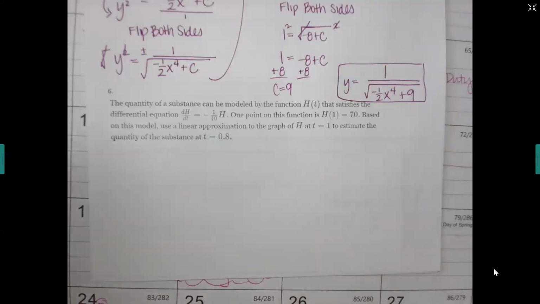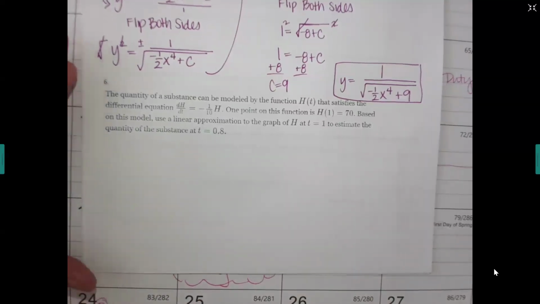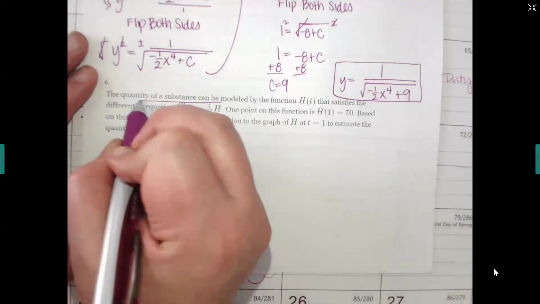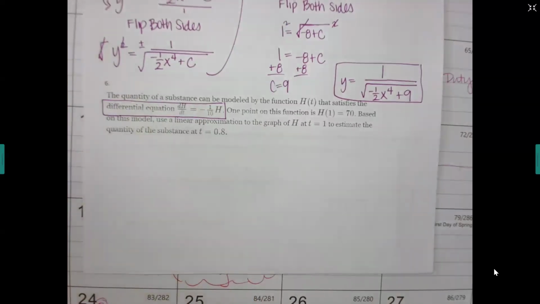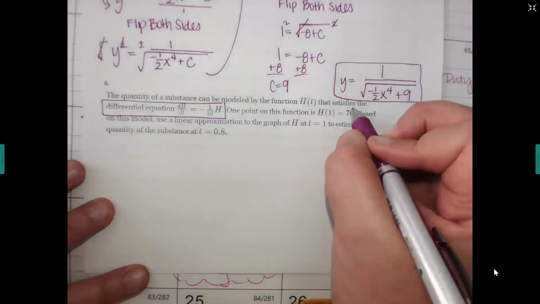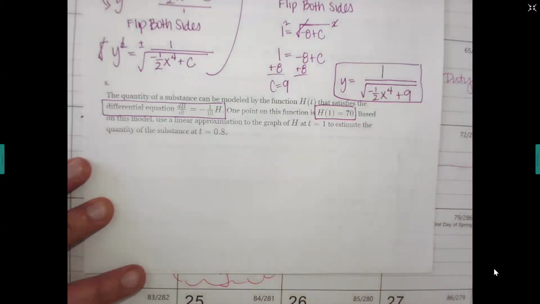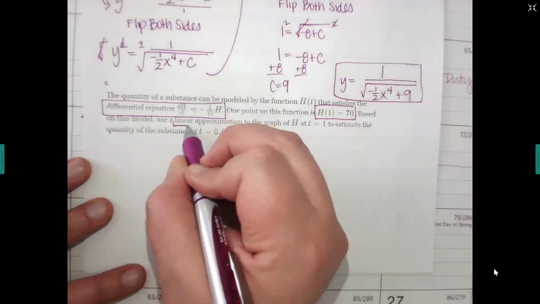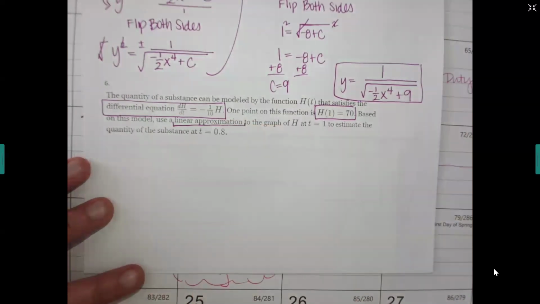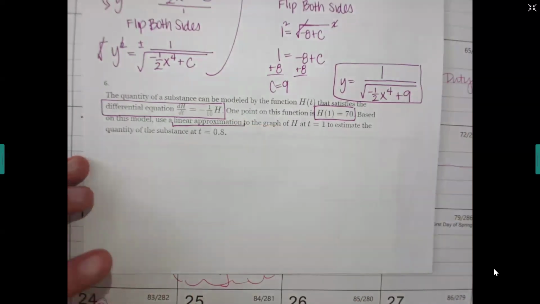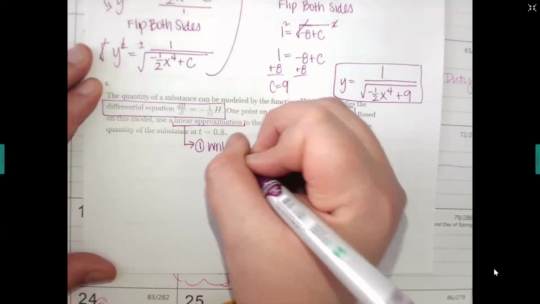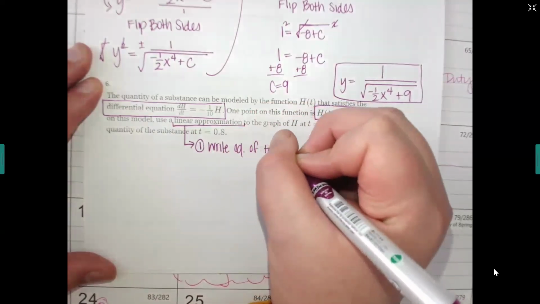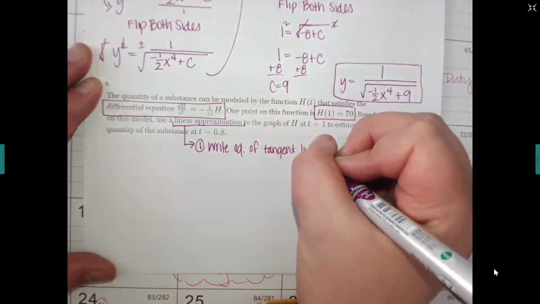So it says the quantity of a substance can be modeled by the function h. Then it says differential equation dH/dt equal to that. Remember, all that means is an equation with a derivative in it. One point on this function is h(1) = 70. And then it says, based on this model, use a linear approximation at the graph of h at 1 to estimate h(0.8). Linear approximation means you're going to write the equation of the tangent line. And then you're going to plug in the decimal that they give you.